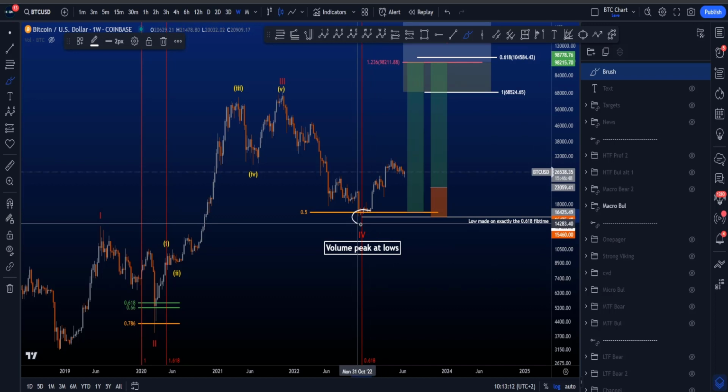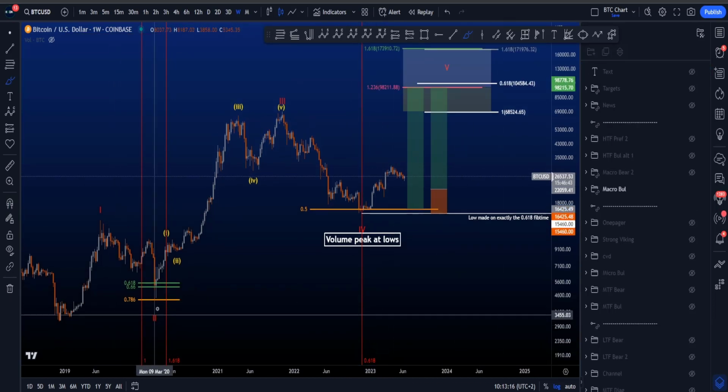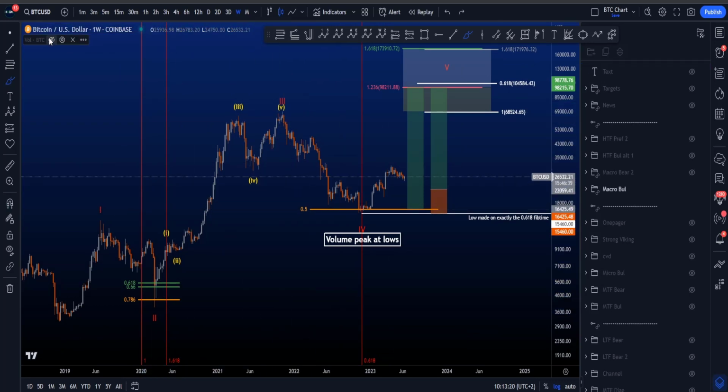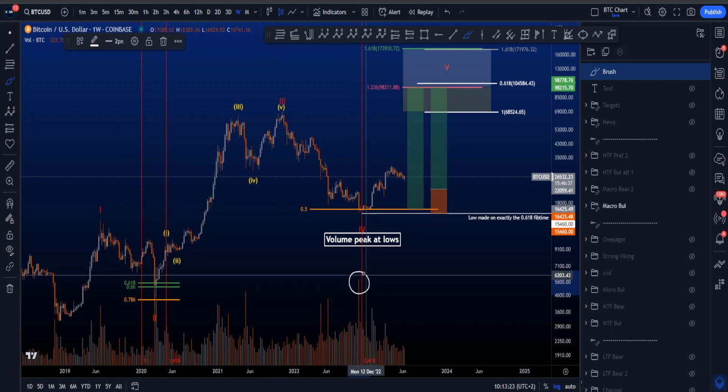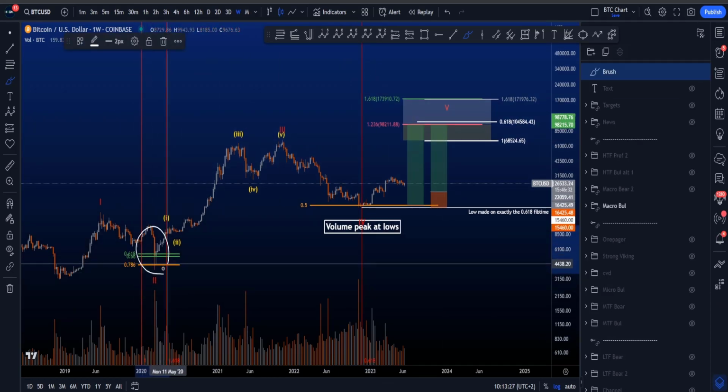On the weekly time frame, the exact weekly low was also made right on top of the 0.618 fib time, taken from the low of 2 to the high of 3 as well. And we also had a volume peak at the lows, as you can see over here, which can signal a potential reversal area, just like it did with the low of wave 2 over here.